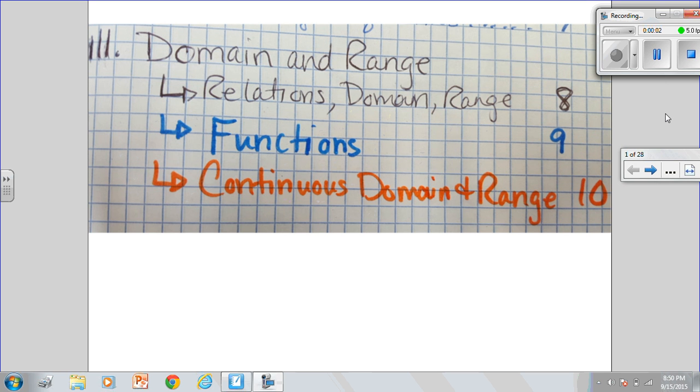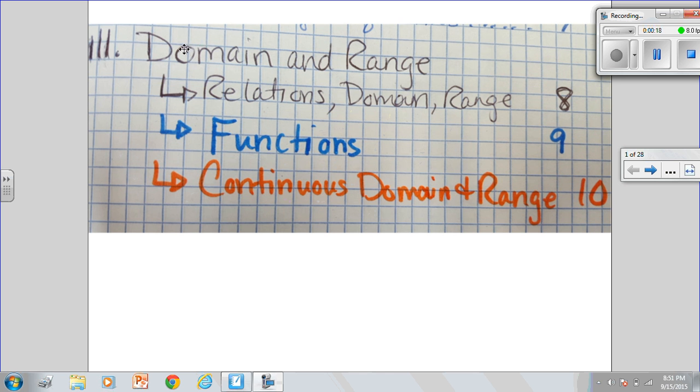Okay, Algebra 1. So we're finally going to record the topic on continuous domain and range. This is what you were doing yesterday in that activity. A lot of you actually got it, so this might seem kind of trivial to go over, but we're going to go ahead and go over it anyway.